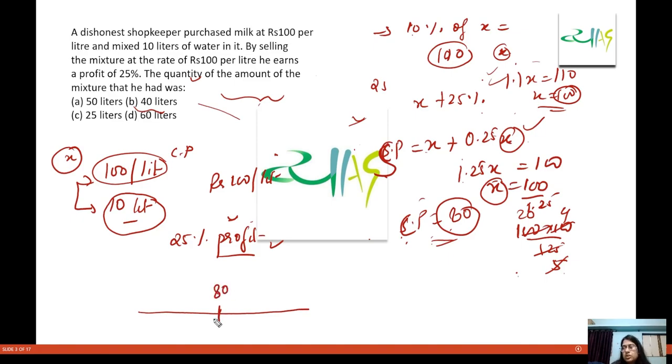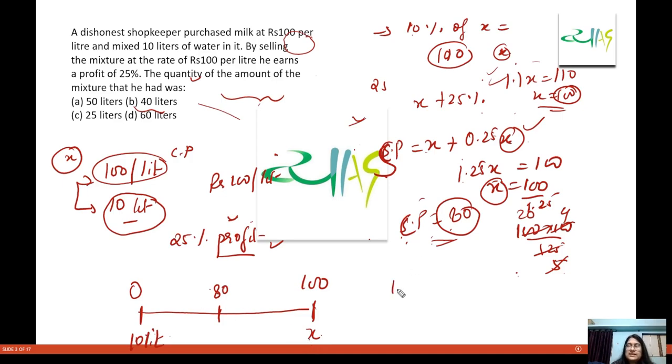Okay, we are going to put this cost price 80 here. What are we going to put for water? When I am putting water, its cost price is what? 0, because water is free and you have 10 liter of water. Okay, and the selling price of the milk is how much? 100. And this is how much? This is, let us say, x.